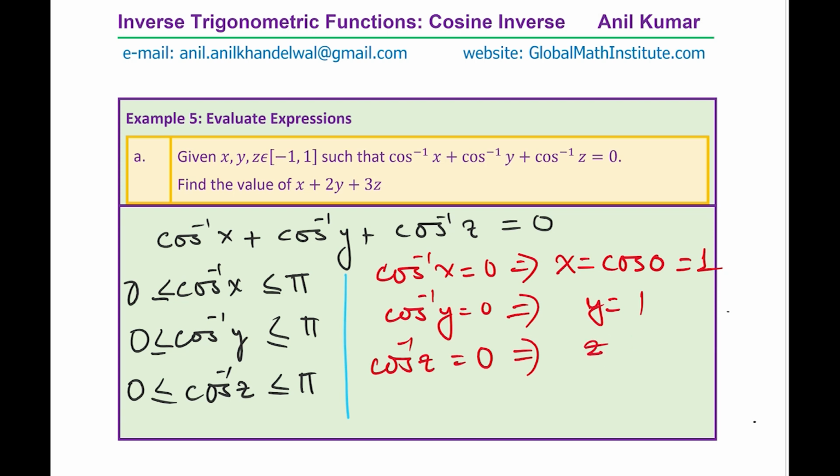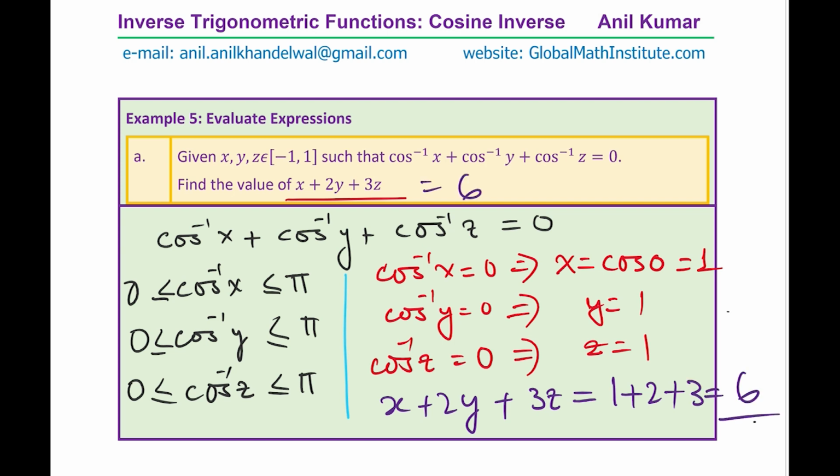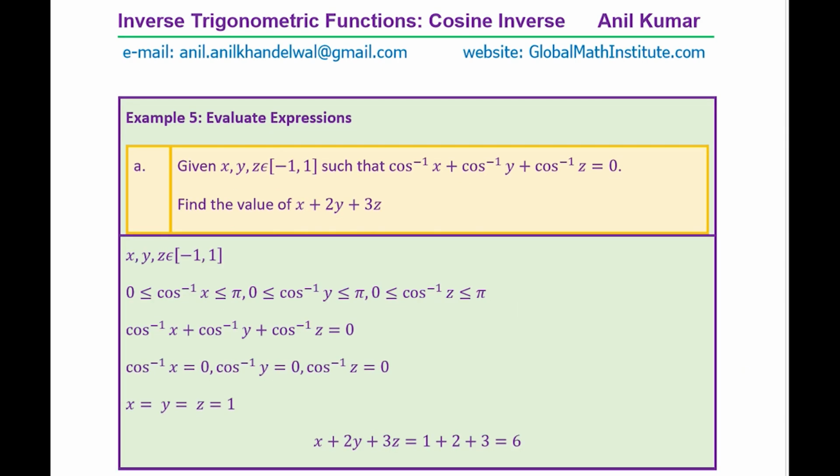Perfect. Now we can find what x plus 2y plus 3z is. So we can now add this up and get the solution. x plus 2y plus 3z is equal to what? x is 1, y is also 1, so 1 plus 2 times 1 plus 3 equals 6. So the answer is 6. Clear? Here is the solution in detail for you. You can pause the video, look at the solution, understand each and every step, and then move on to the next question. Clear?